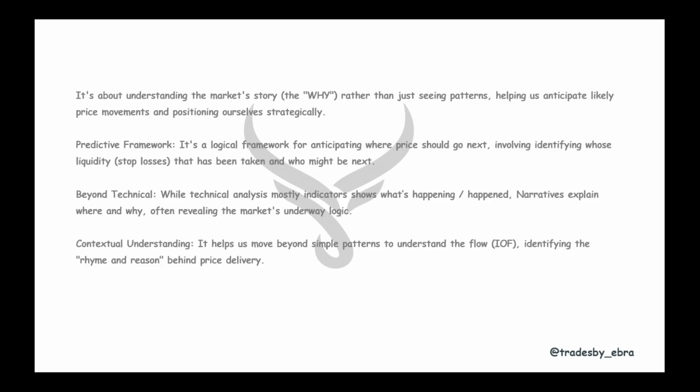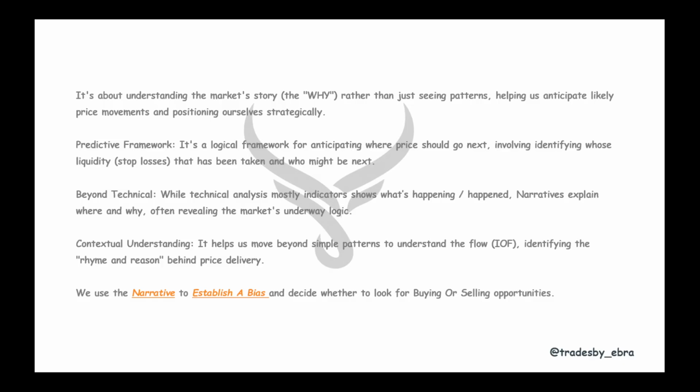Contextual understanding helps us to move beyond simple patterns, like the bull flag, bear flag, something like that. But we understand the market with institutional order flow, as we talked about in episode 5. That also helps us to identify the rhythm and the reason behind the price delivery. Okay, that is when we move with institutional order flow.